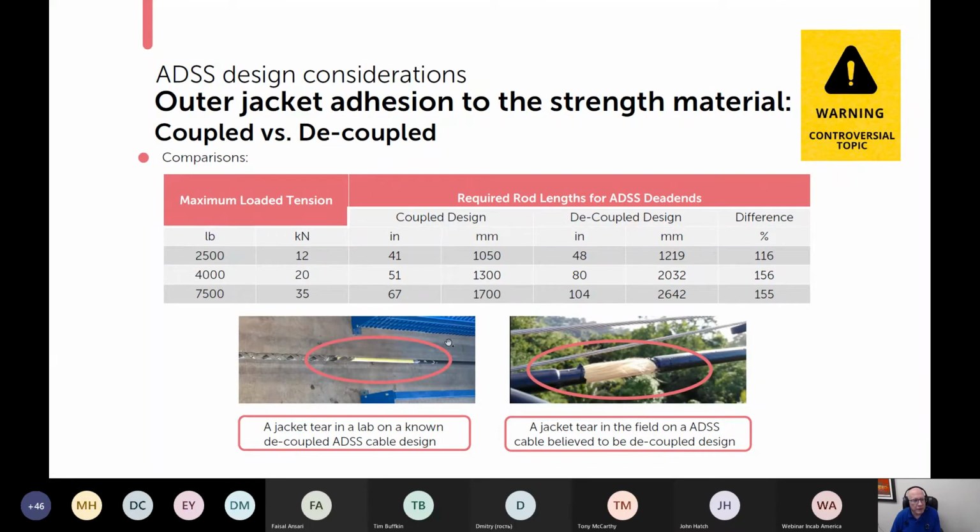Anyway, in a lab, here's a jacket tear on a known decoupled design, and note how the aramid is pristine. So the jacket and the aramid beneath it were able to move relative to each other quite easily. And so the jacket just slips right off, tears right off. You also see something similar in the field. Don't know 100% that this was a decoupled design, but the giveaway here is how smooth the aramid is after the break. Note the necking down as well.